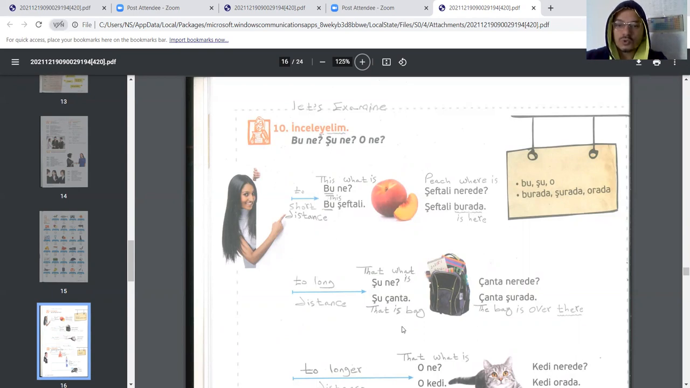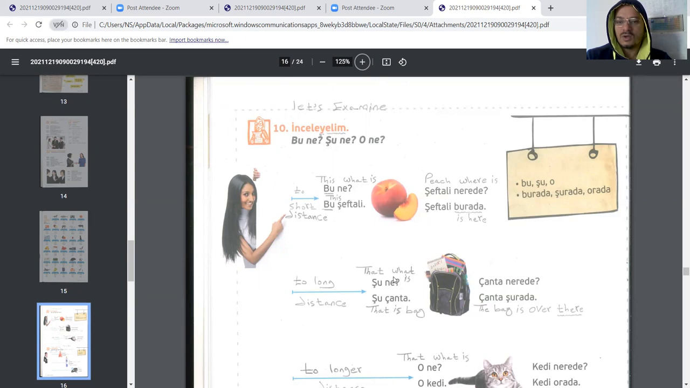Some difference between bu, şu, and o. Bu, that means this thing, it's very near to me. Bu ne, that means this thing beside me, and I ask about it because I don't know what it is, but it's near to me. Şu, that means that. We can use it for something far away from me, but not too far. Between bu and o, between this and that. O is for too far away things.